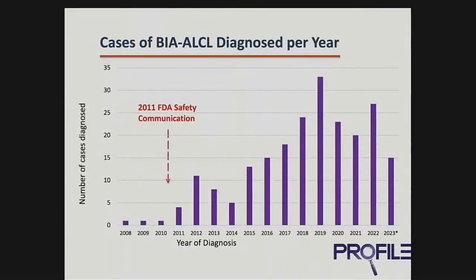If we look at the number of cases of BIA-ALCL diagnosed per year over time, we can see that the majority of reporting certainly happened after that first FDA safety communication, which likely indicates just improved awareness and testing for the disease. Interestingly, we can see that cases appear to peak in the year 2019. Cases dip following that, likely related to the COVID-19 pandemic. Cases increasing somewhat again in 2022, but last year the number of cases reported to Profile dipped again.